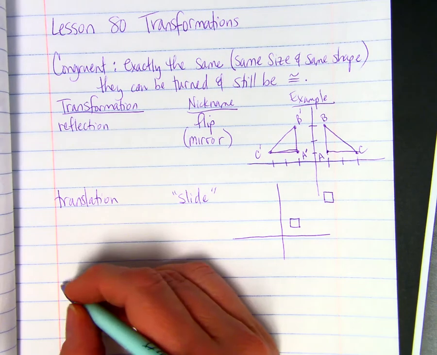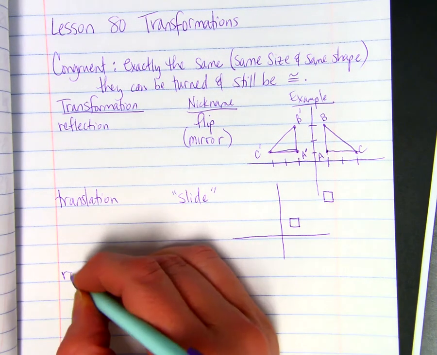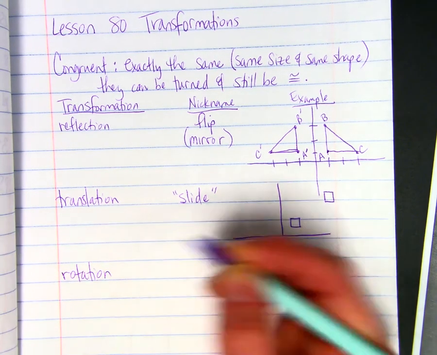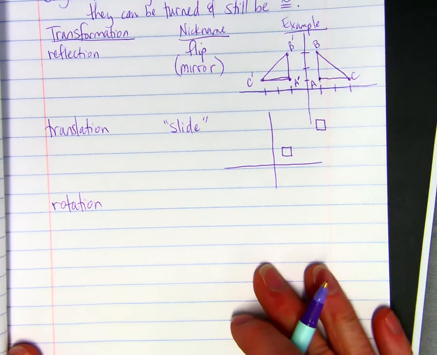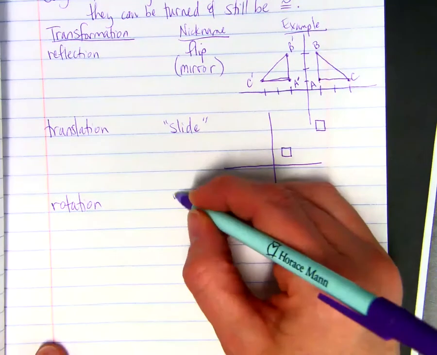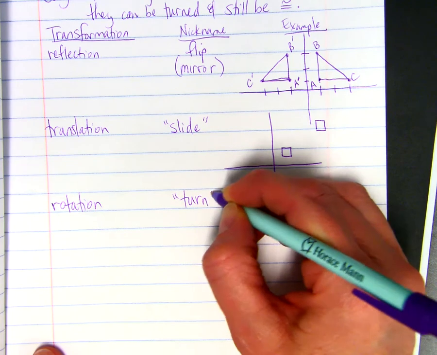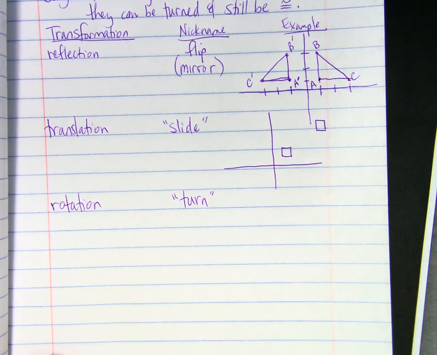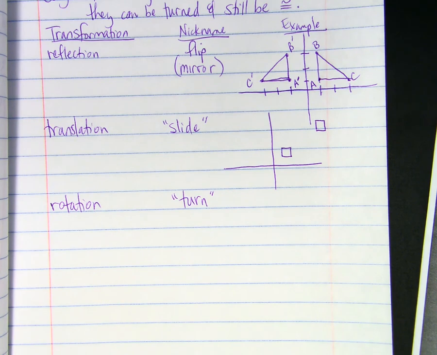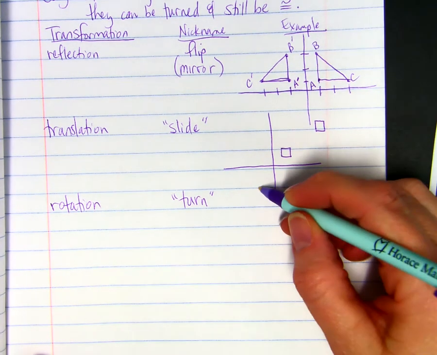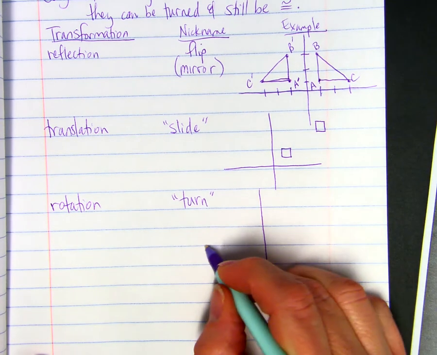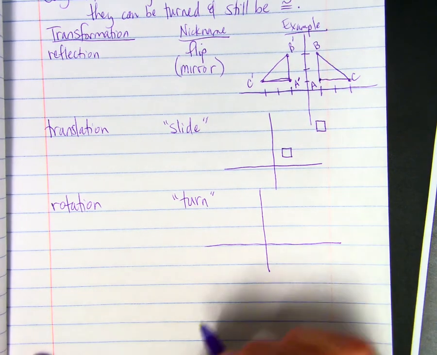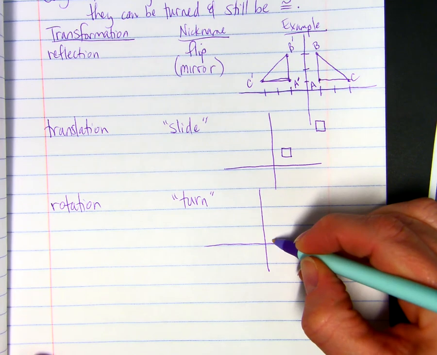The last one that we're going to go over is called a rotation. And that one, the word on the street is turn. It always reminds me of a door handle, like when you turn the door handle. The door handle doesn't change shape or size, it just turns around that little point. So this one is a little bit harder to describe. So we're going to actually graph points this time.